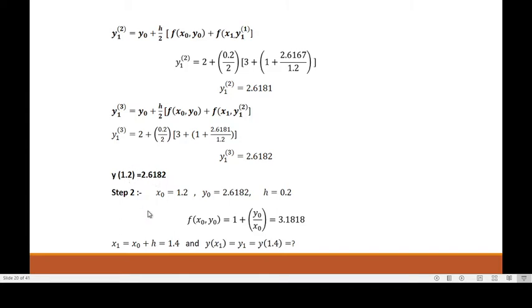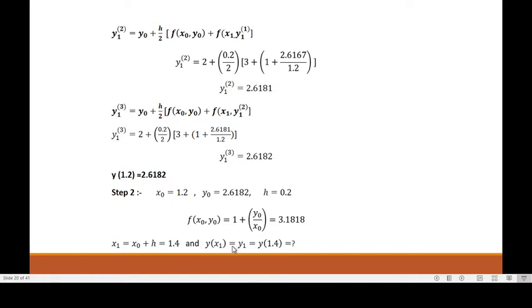In step 2, we consider this as an initial value. We are going to calculate y at x is equal to 1.4. That is, x naught is 1.2 and y naught is 2.6182. So follow the same procedure, and h is 0.2. So we have to calculate x1 here. x1 is x naught plus h. Here x naught is 1.2 and h is 0.2. You will get 1.4.